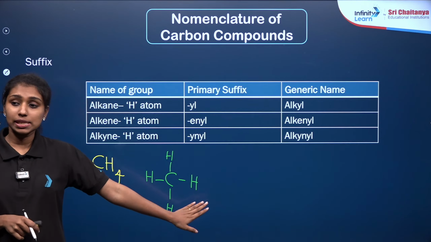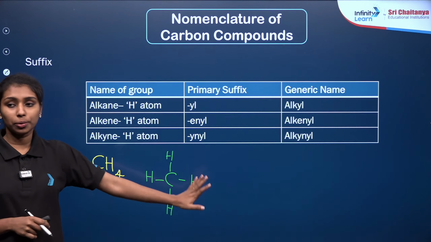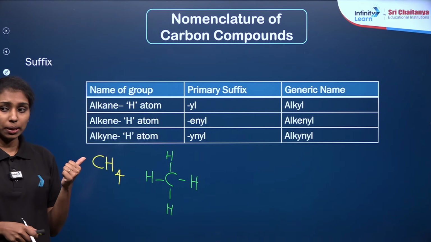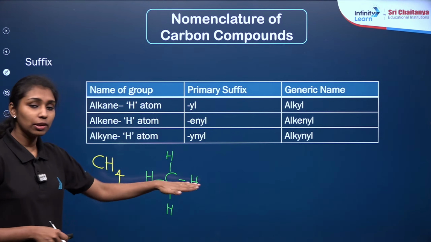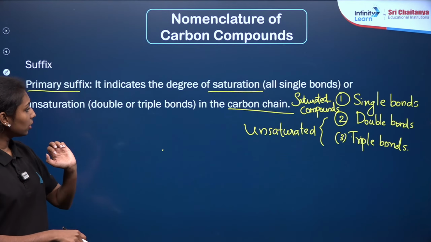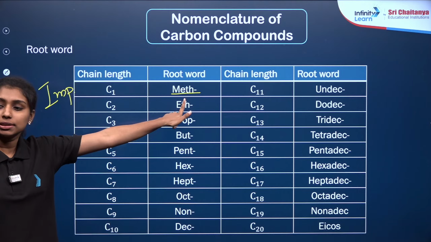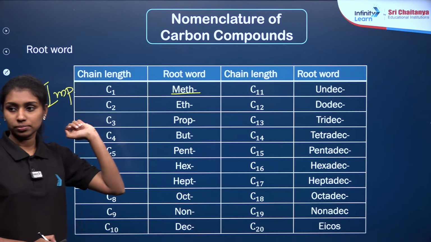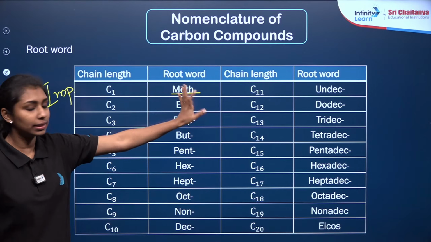What will be the IUPAC name for CH4? What is our first step? We need to find out the longest chain. Here only one carbon is present, so this is a one carbon compound. So what will be the root word for the first carbon? Meth, right? Yes, for one carbon it is meth.